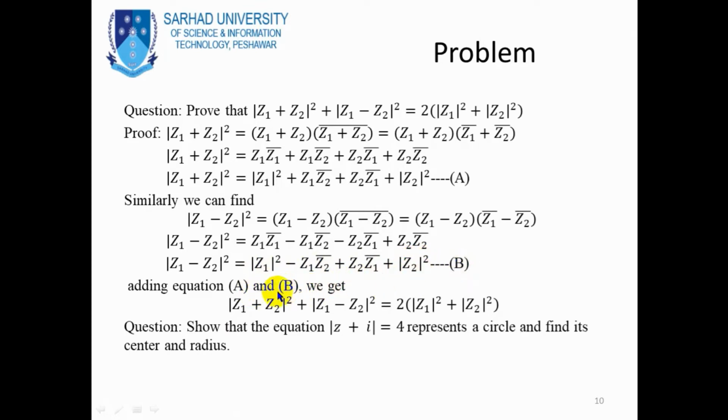Now adding equation A and equation B, we obtain the square of the magnitude of z1 plus z2 plus the square of the magnitude of z1 minus z2, which is equal to 2 times the square of the magnitude of z1 plus the square of the magnitude of z2. Now another problem: to show that the equation magnitude of z minus iota is equal to 4 represents a circle, and find its center and radius.